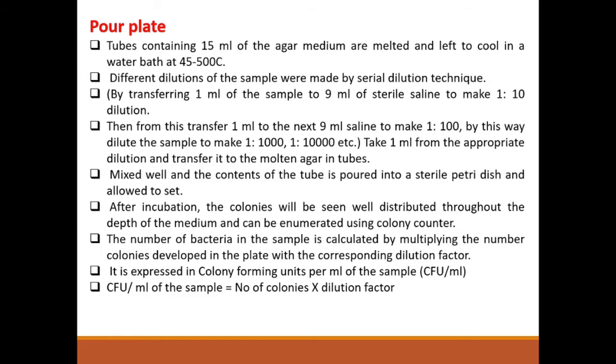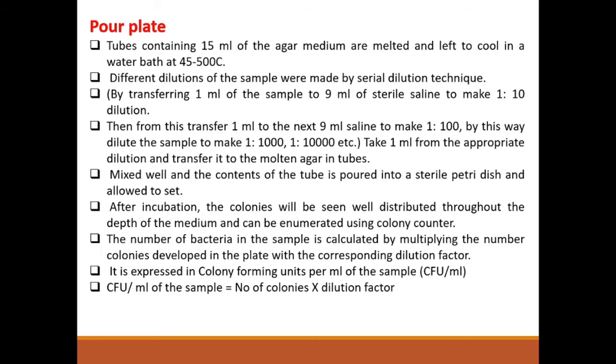How can we prepare a 1 in 1000 dilution? Take 1 ml from the 10 raised to minus 2 dilution, or 1 by 100 dilution, and add it to the next 9 ml saline. So it becomes 1 in 1000. Like that we can prepare 1 in 10,000 or 1 in 1 lakh, that is 10 raised to minus 1, minus 2, minus 3, up to minus 7. Like that we can prepare the dilutions of the sample, and this technique is called the serial dilution technique.